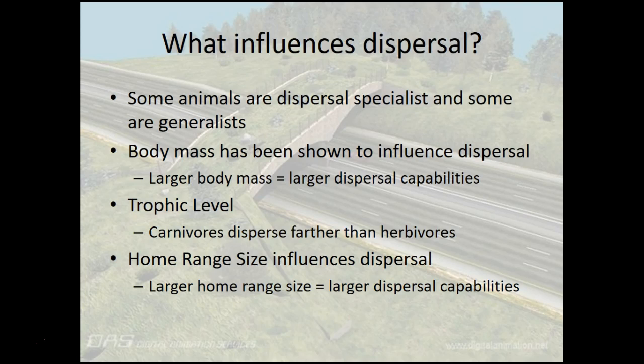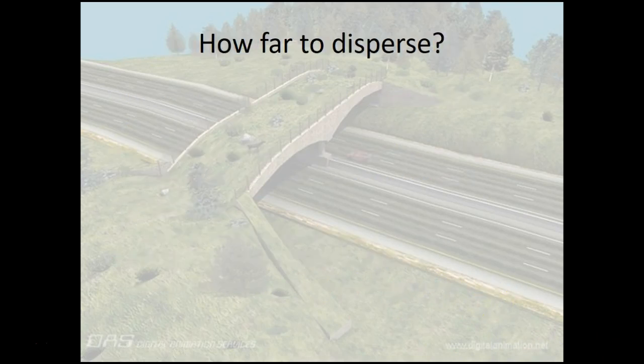And home range size influences dispersal. When you have a large home range size, that's correlated also to your body mass and your trophic level. Therefore, they kind of are all wrapped up into one, but of course you then would have larger dispersal capabilities. They're already used to traveling larger distances.